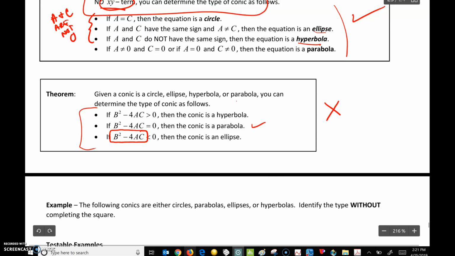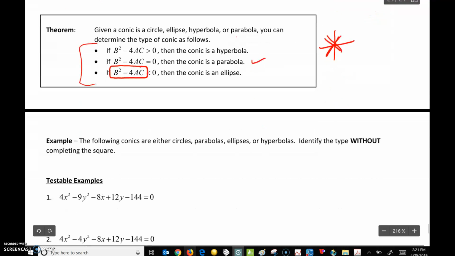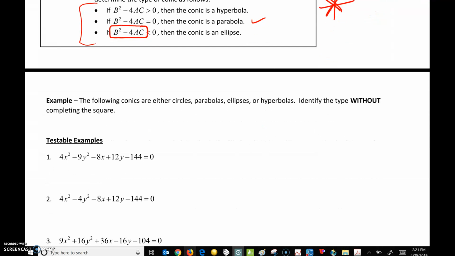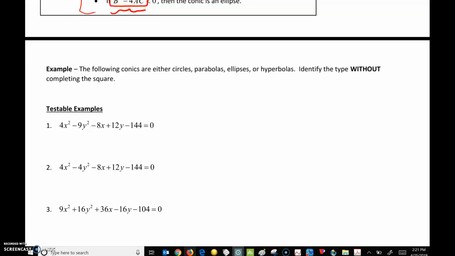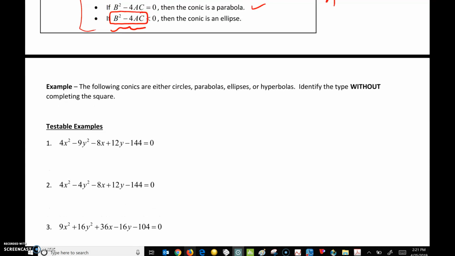So if this quantity, B squared minus 4AC, is greater than 0, it's a hyperbola. If this quantity is equal to 0, it's a parabola. And if this quantity is less than 0, it's an ellipse. You are not responsible for this. I just put it in as an FYI, hey, look at this weird connection to something that, for me, is surprising. Okay? All right.